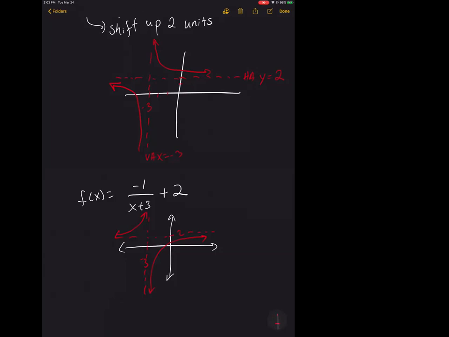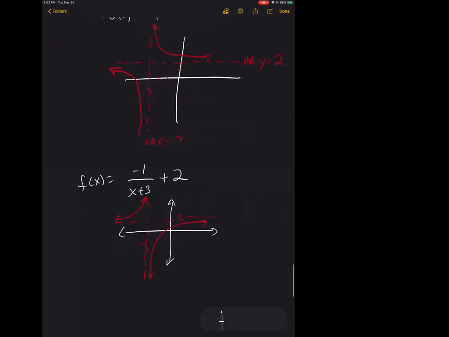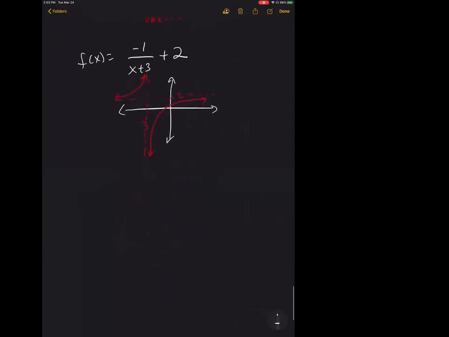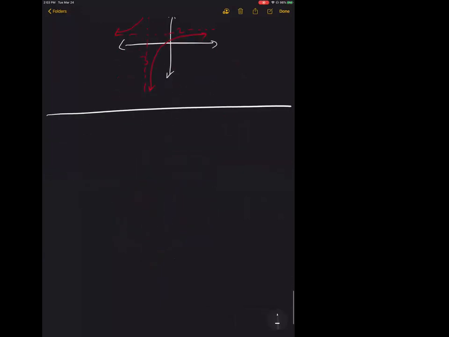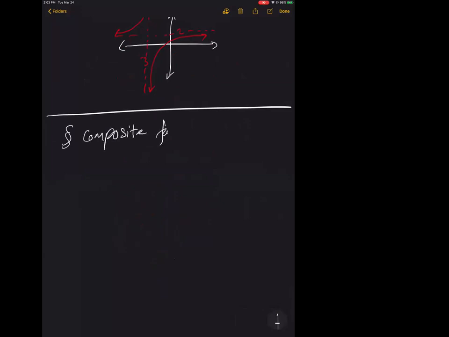Now we have 2 more sections to cover. One is inverse functions, and the other one is composite functions. Let's do composite functions first. A composite function is simply a way of composing one function into another, or inserting one function into another. So, composite functions.